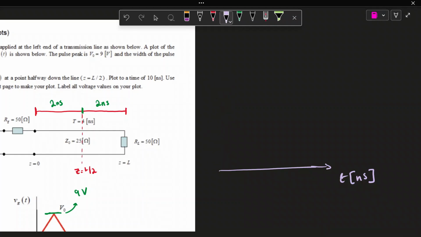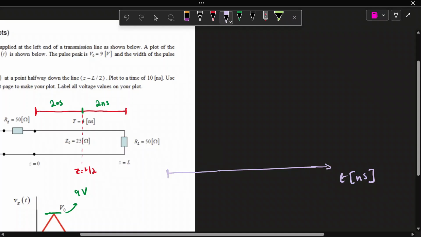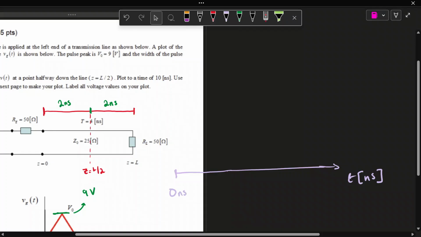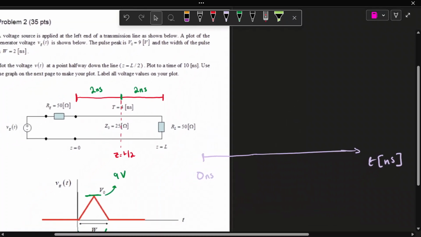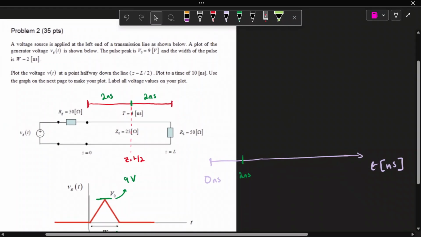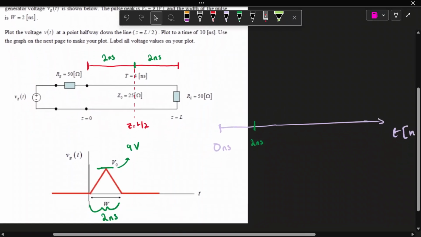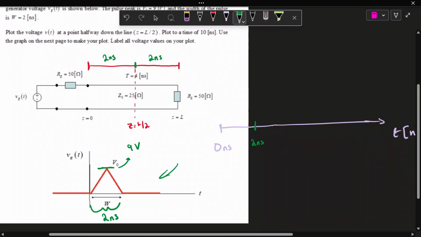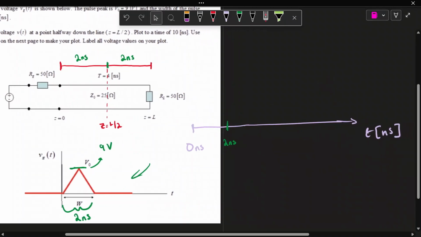Actually, we can just get rid of this. Let's do a number line. It actually makes this way easier. So let's say this is starting. This is 0 nanoseconds. Okay, so it takes 2 nanoseconds to get to the point halfway. So let's call this 2 nanoseconds. Remember, we're trying to find the voltage at the halfway point. If we know this voltage here is what we're applying, this waveform is going to show up on our scale. So this is the starting point.